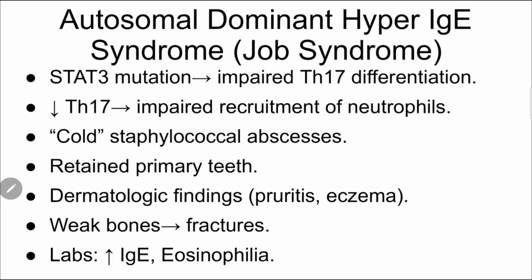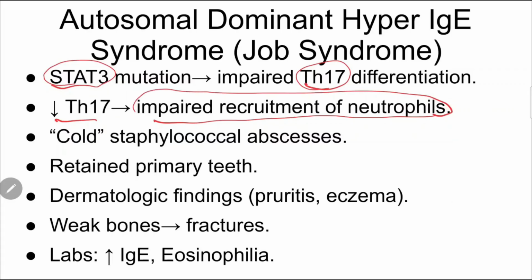All right, next we have autosomal dominant hyper IgE syndrome, that is also known as Job syndrome. In this disorder, we have what is known as a STAT3 mutation. STAT3 is an important gene that is present in T helper 17 cells. The main function of T helper 17 is basically recruitment of neutrophils to the site of infection, right? Makes sense that if you have a mutation in STAT3, you have dysfunctional T helper 17, and if you have low T helper 17 cells, that means that you have impaired recruitment of neutrophils to the site of infection.